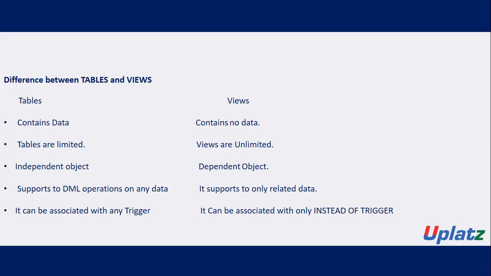Whereas views are completely dependent. How are they dependent? Because previously we have seen that whatever changes we make to the tables will be reflected on the views as well. That is why views are dependent. Views are purely dependent on the base table, that is, the table from where we took the columns and created the view. That is why views are dependent. We call it a dependent object.